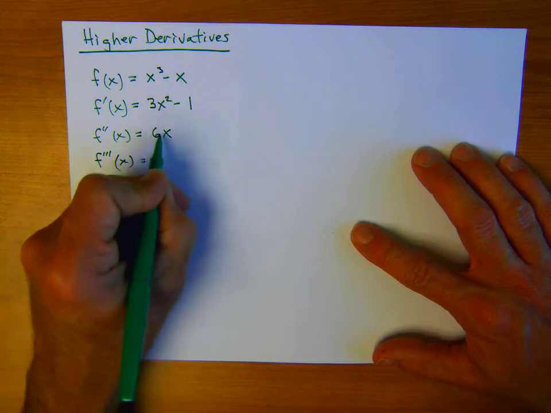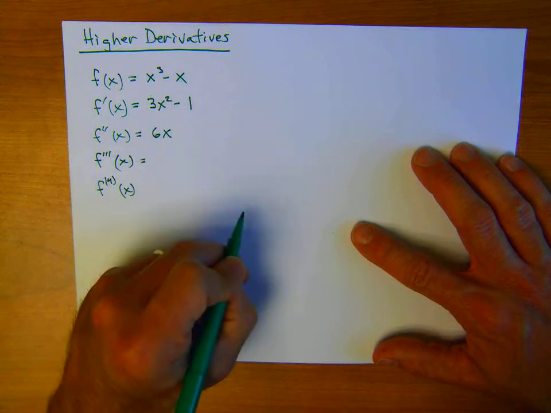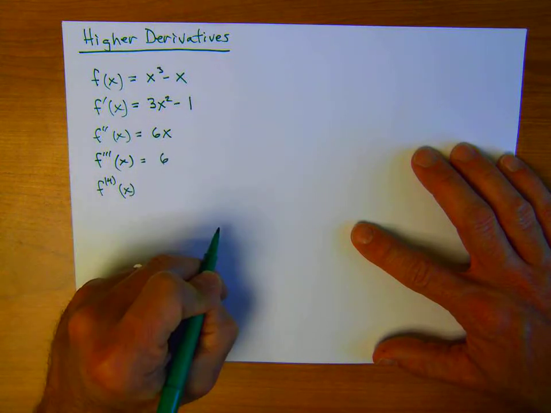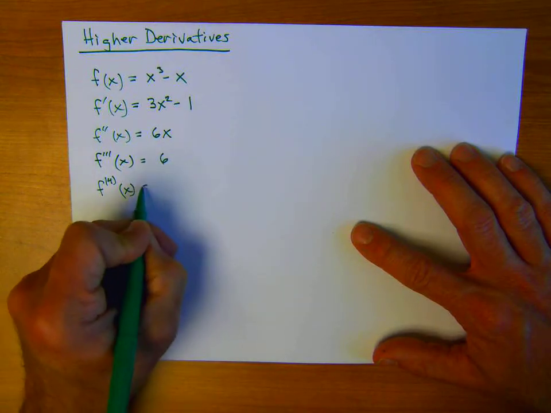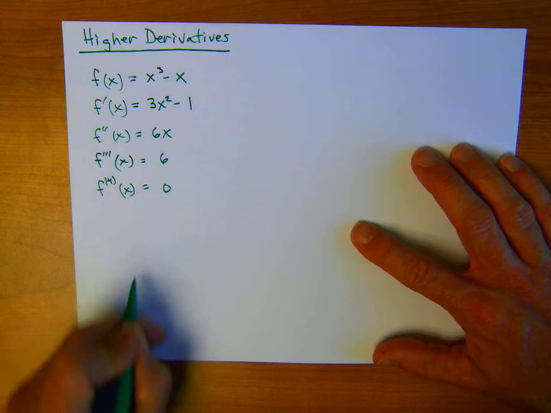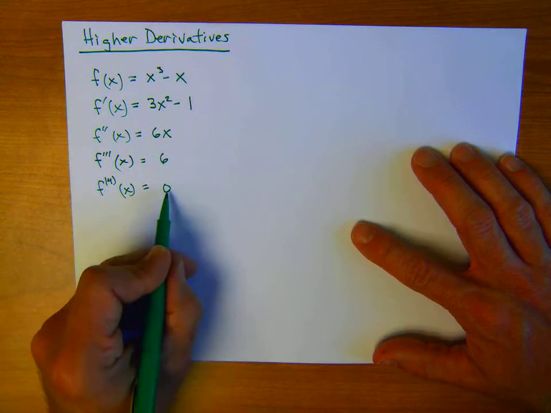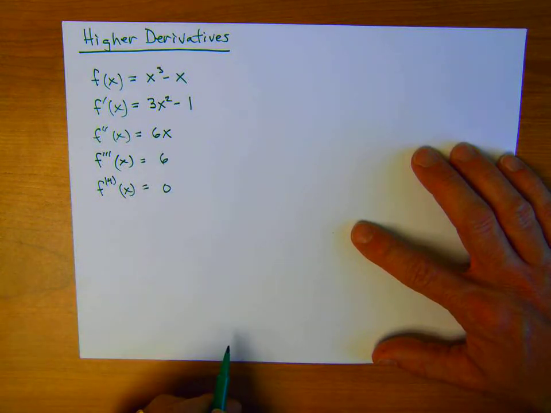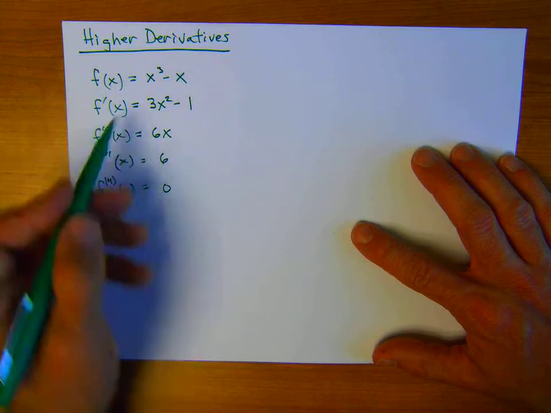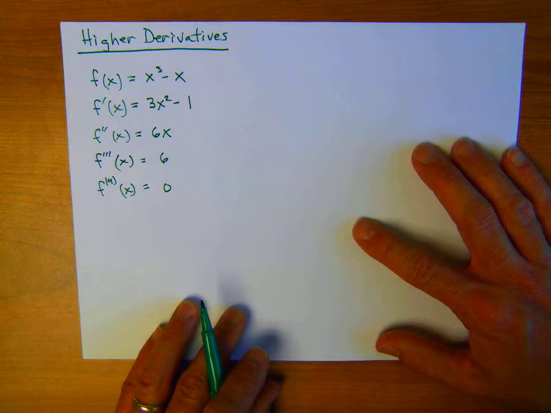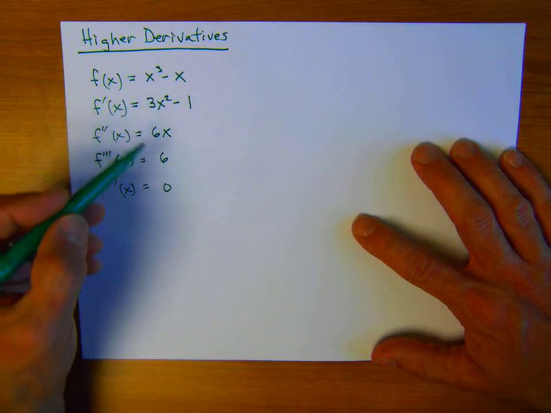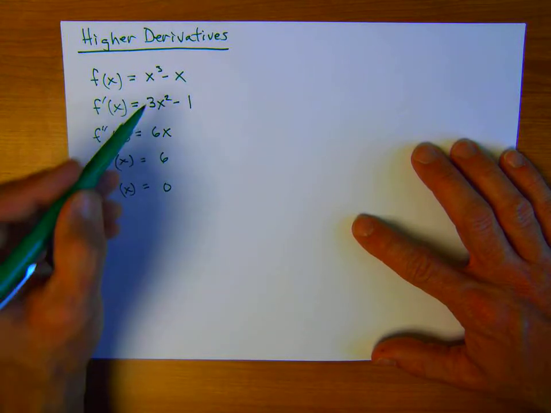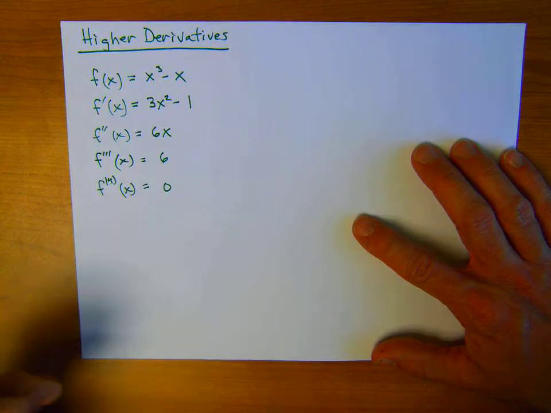And then again, this is a function, so I could take the derivative of that, and I would just get 6, and 6 is a constant function, right? And so we know that the derivative of any constant is 0. We could keep going here, but anything after that is just going to remain 0. So this is an example of how we could do it. It's really not a difficult concept. We're just going to continue to take derivatives. If you can take a first derivative, then you can take a second derivative, and so on.